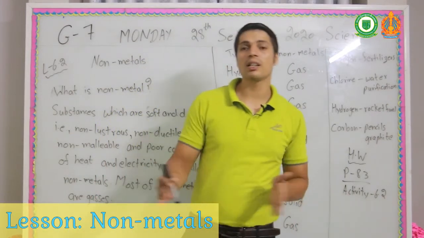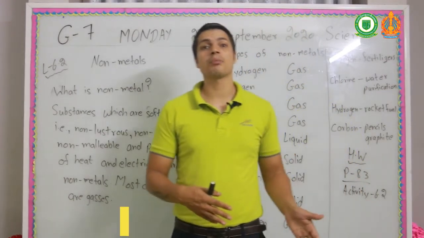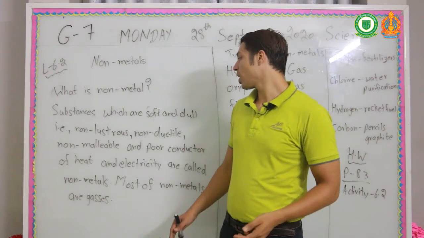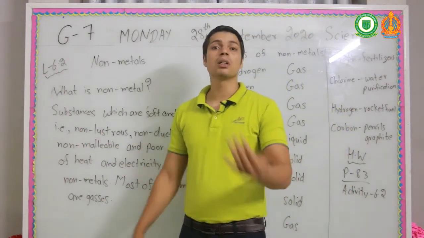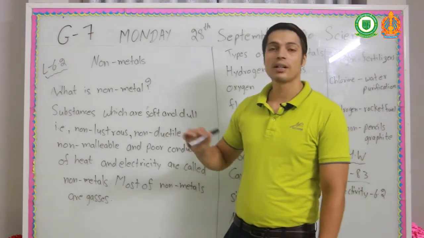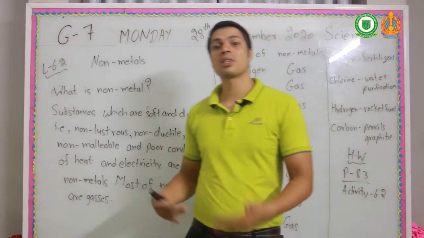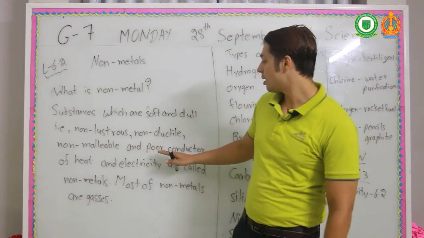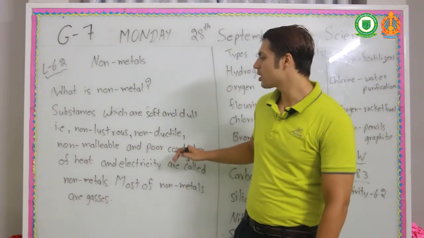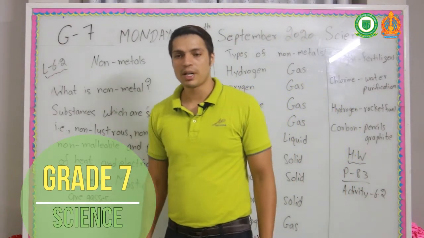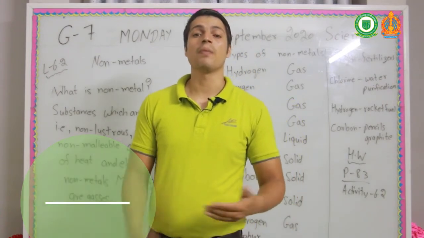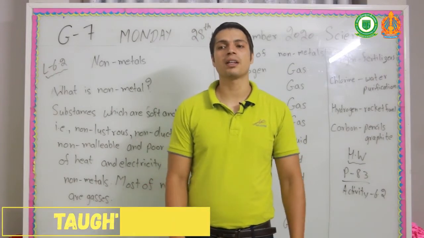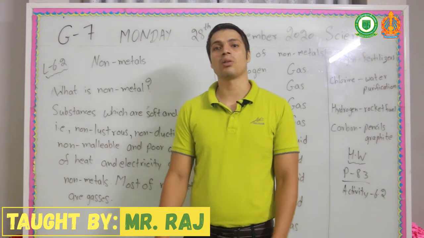And what are the differences between metals and non-metals? Metals have a high melting point, non-metals have low melting points. Metals are hard and shiny, but non-metals are soft and dull. Non-metals are non-lustrous; metals are lustrous, meaning they have a shiny surface, but non-metals do not. Metals are ductile, meaning they can be stretched into wires and sheets, like steel sheets, but with non-metals we cannot do that. Metals are good conductors of heat and electricity, non-metals are poor conductors of heat and electricity. Mostly metals are solids, and non-metals are mostly gases. So these are the differences, and we will study next week in depth the differences between metals and non-metals.